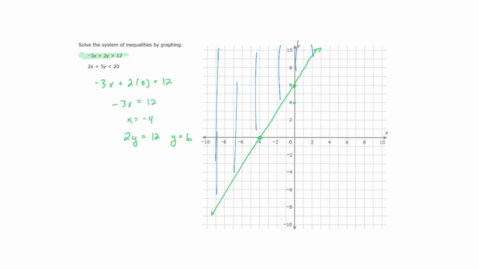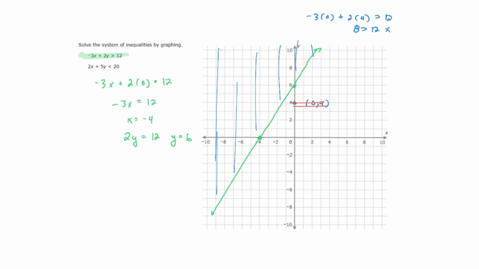Let's say you're not sure whether to shade to the right or left of this line, up or down. Let's just pick an easy point to work with, like (0, 4). Is that going to be a solution? -3 times 0 plus 2 times 4 is greater than 12. Is 8 greater than 12? It is not. So this would not be a solution, so we'll shade to the other side of it. This is a good little trick in case you're not sure where to shade.